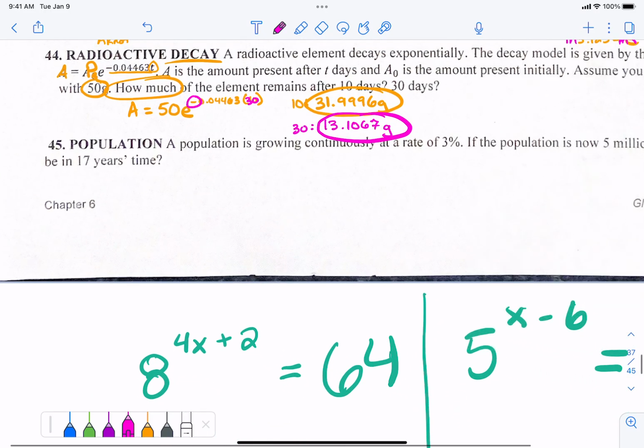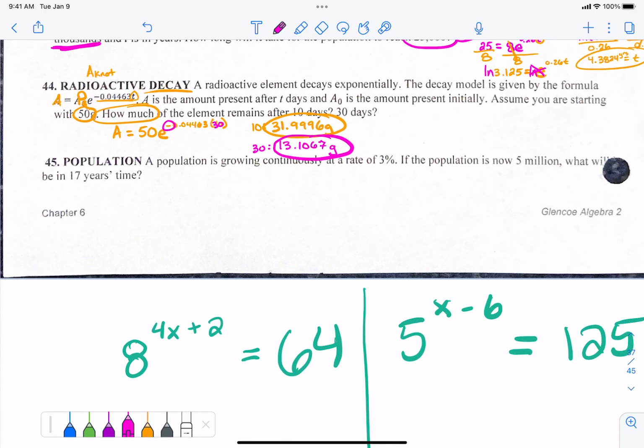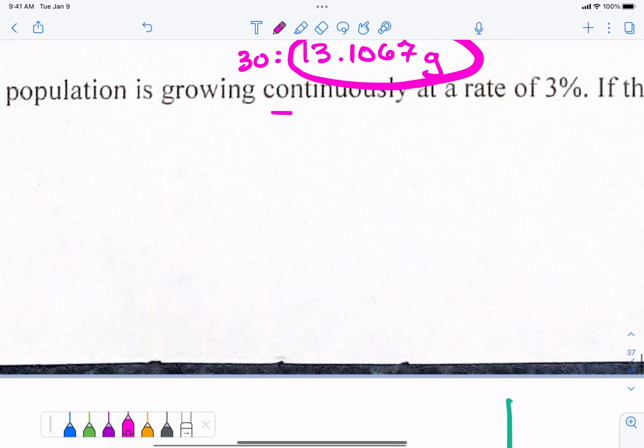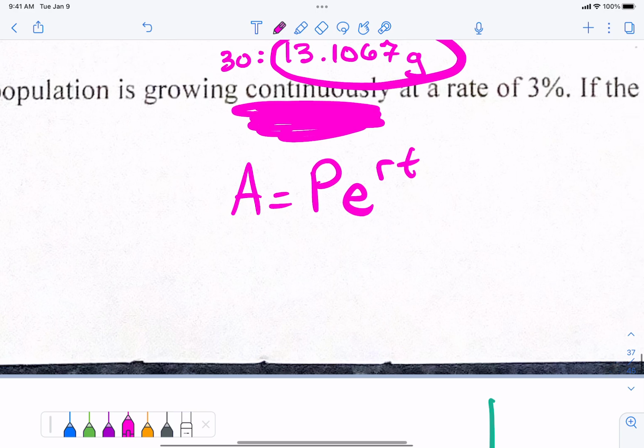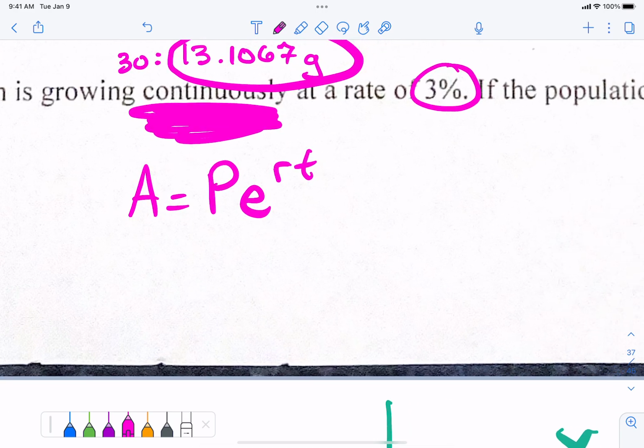45, they don't give us an equation for 45. We have to come up with the equation. It says the population is growing continuously. Which equation do we use for continuous? You remember? We had a name for it. We used it already. Twice. PERT. Yep, A equals, this is continuous compounding, P e to the rt power. Okay, the rate is 3%. That's R, but it's not 3. It's 0.03. We move the decimal 2 places, okay?